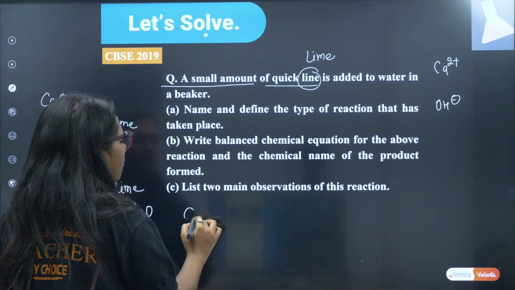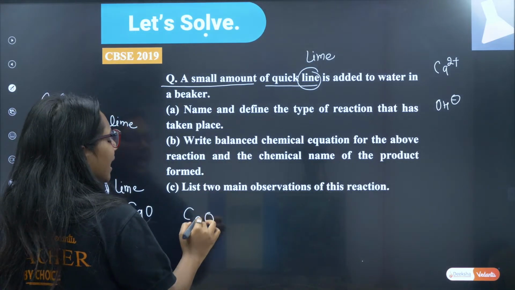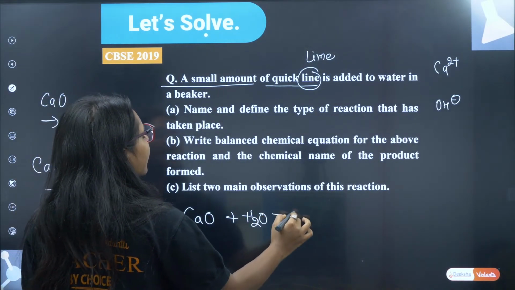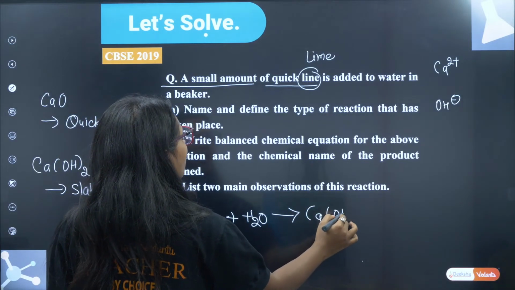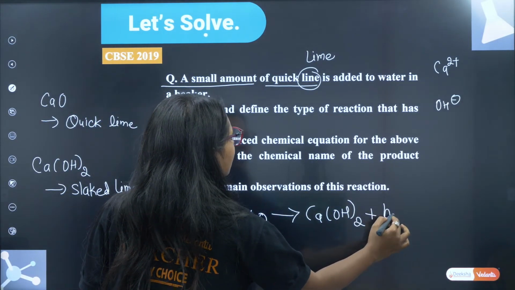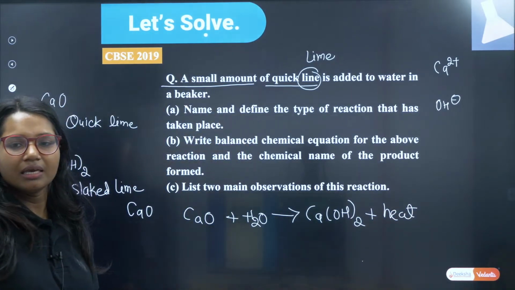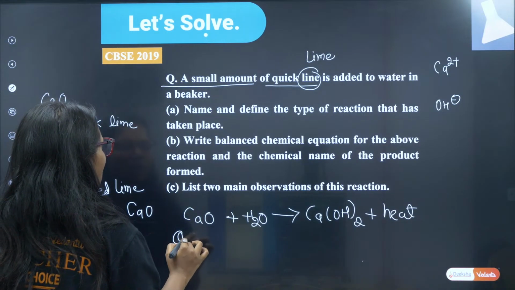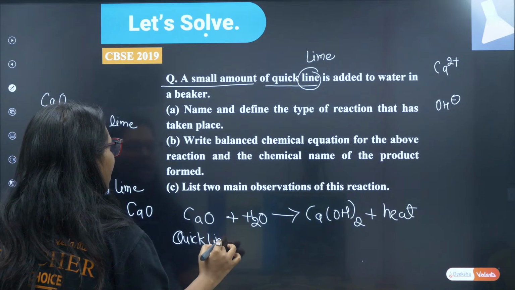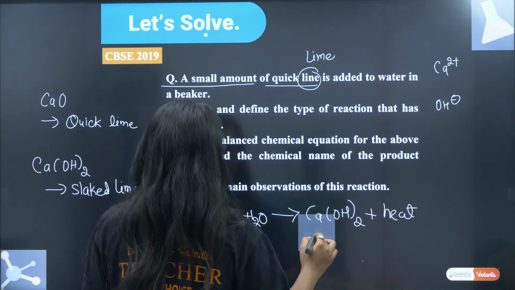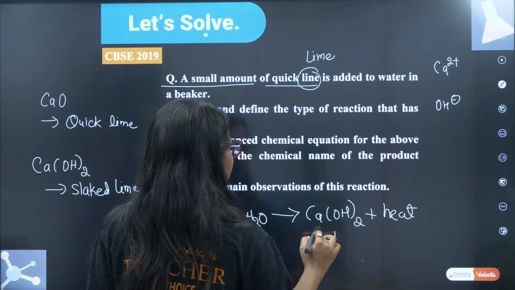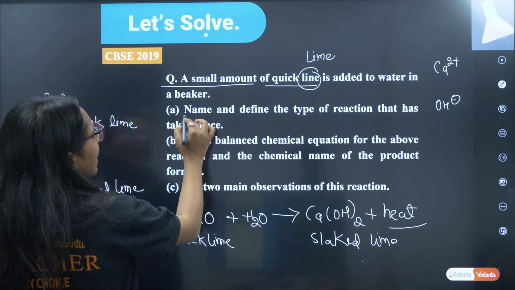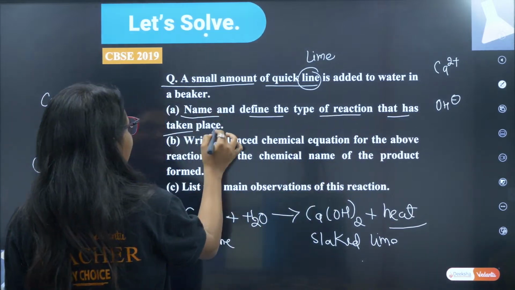Absolutely correct. So when we put water in quick lime, that is calcium oxide, we get calcium hydroxide plus heat, very much heat. Quick lime is calcium oxide, and we are adding water to it. You get slaked lime plus heat. Name and define the type of reaction that has taken place.